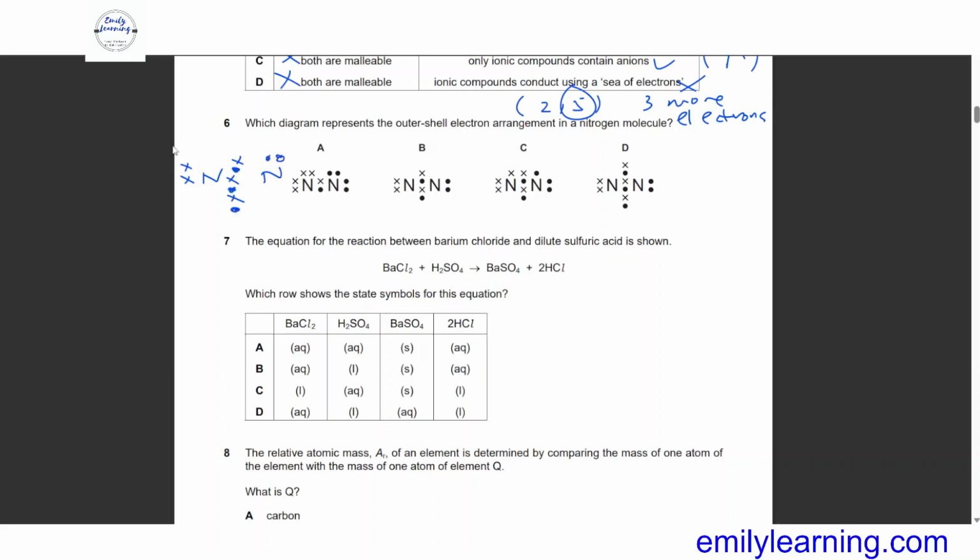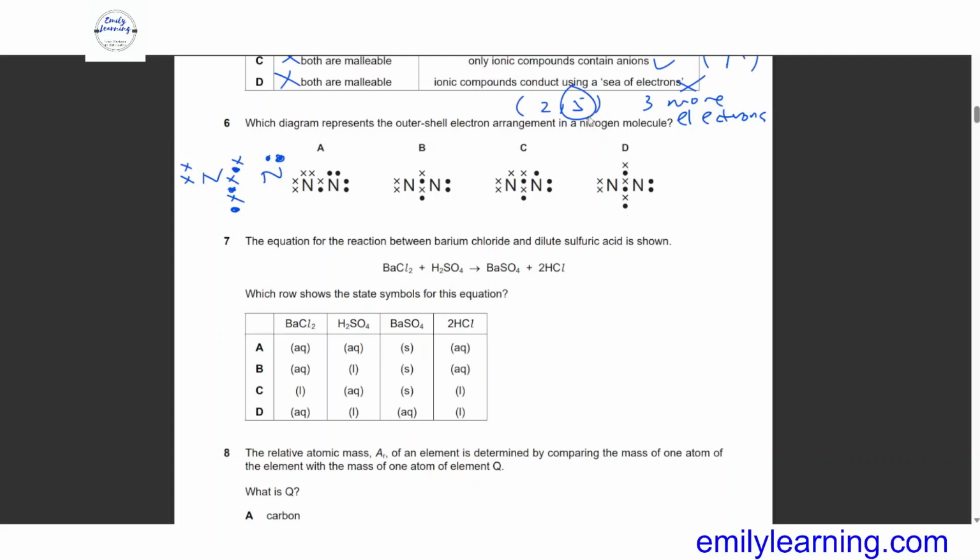So this will be the dot and cross diagram for N2, showing the outermost shell. There will be 6 electrons here, so 6 electrons are being shared. And then there is a pair of electrons here, or 2 electrons for each nitrogen, that are not shared. So in this way, each of the N will have a stable octet configuration.